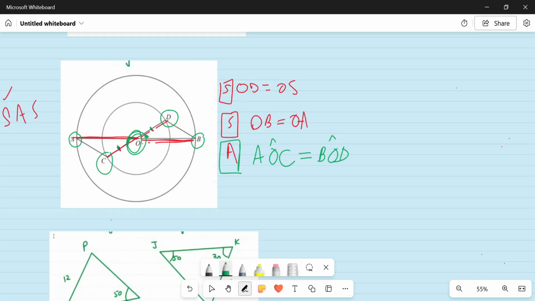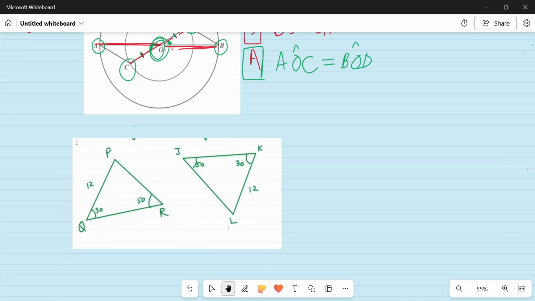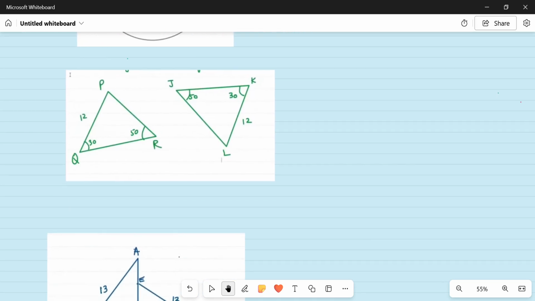Now the third one is ASA. A, S, A, right? It means there is only a single side. If we can prove any two angles and one corresponding side equal, then these triangles become congruent.